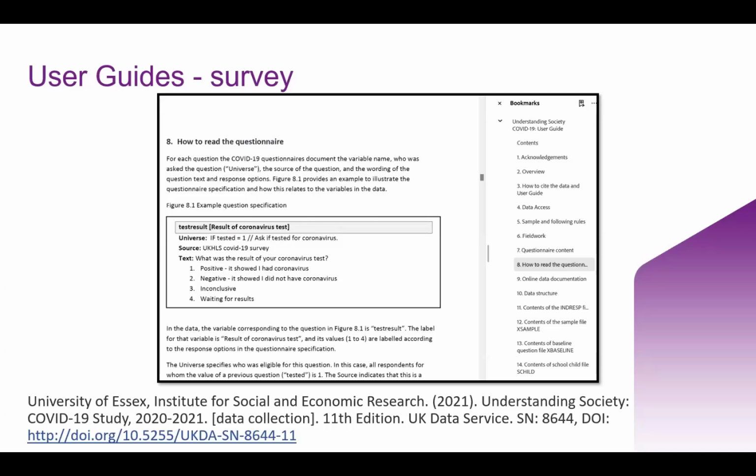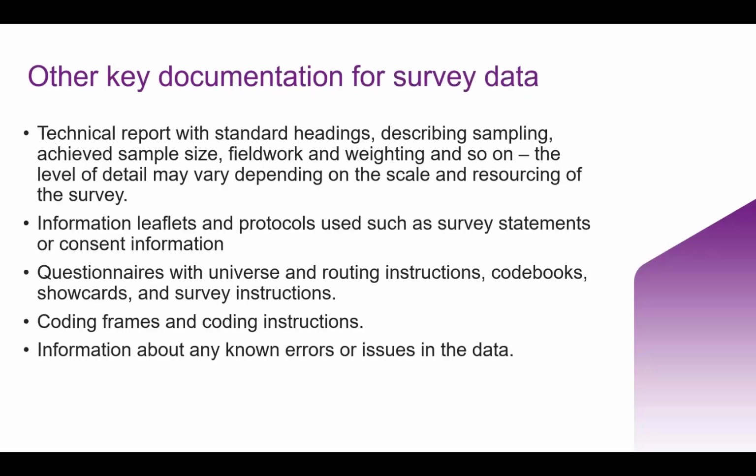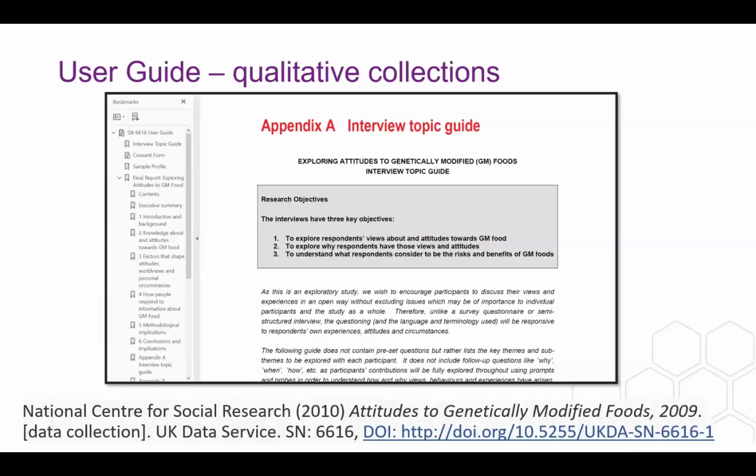preparation and delivery of the survey, as well as any other information that you might need to know. So here's further information about the sample, the questionnaire, the data structure, and even how to cite that user guide. In addition to what you saw in that example, other key documentation for surveys include things like technical reports, information leaflets and protocols, blank questionnaires with code books and survey instructions, coding frames, and any information about known errors or issues with the data. Qualitative collections also have user guides like the one that you see here, but this time the bookmarks are shown on the left-hand side.